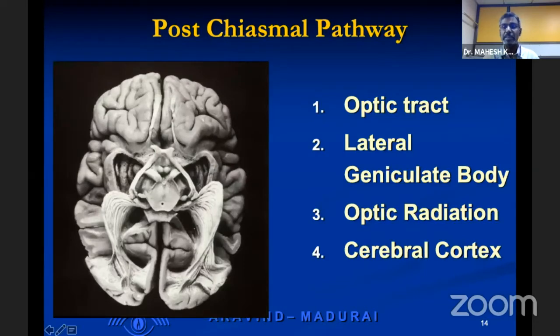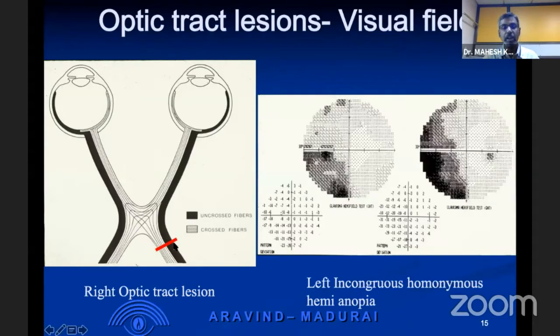In the post-chiasmal pathway, we have the tract, lateral geniculate body, radiation, and cerebral cortex, and we have simple methods to localize these lesions. In the optic tract, there are crossed and uncrossed fibers, and the majority of the fibers are crossed, 52% versus 48% uncrossed. So in this optic tract, it is just the beginning of the alignment of the corresponding retinal points from both sides, and so they are not perfectly aligned with each other. And so what we get is an incongruous field defect.